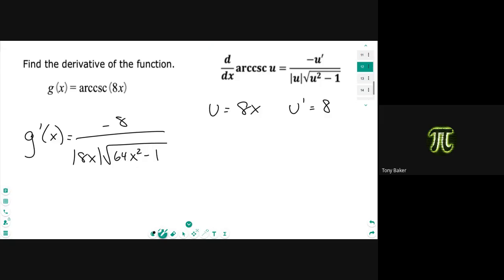Don't forget the absolute value. That is not optional. If you forget it, you're not going to get the whole problem wrong. But I probably will take off a couple points if you forget the absolute value there. Because in this case, 8x can be negative, and in cosine or cosecant, it cannot be negative. So that's why the absolute value is there and why it's so important.